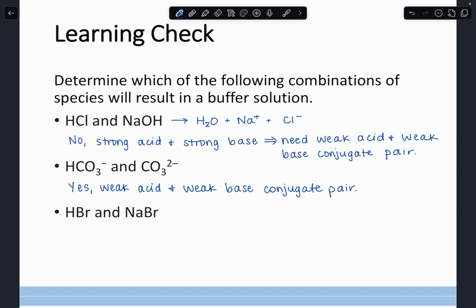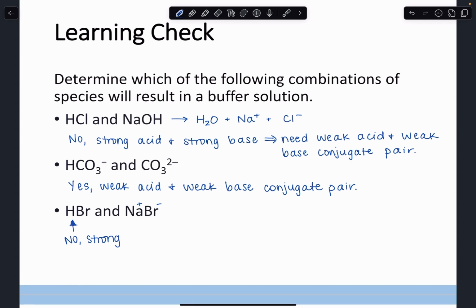Last option is hydrogen bromide and sodium bromide. Well, HBr is a strong acid. So this cannot make a buffer, even though they are a conjugate pair. We have an acid and a conjugate base, Na plus and Br minus. This one's a strong acid. It fully ionizes, so it would not reach an equilibrium.